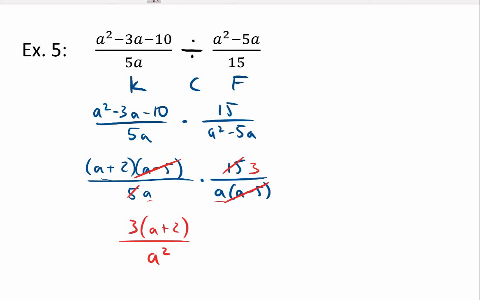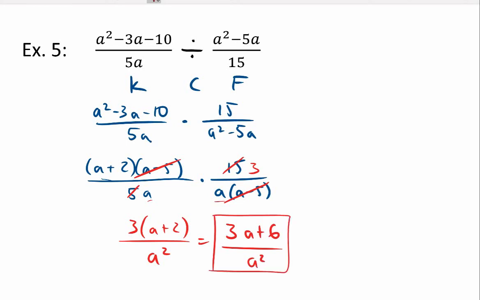Again, it's tempting to cancel some of these a's, but nothing cancels. This a is a term. It cannot cancel with the denominator at all. So there's our final expression. If you wanted to multiply the 3 through, you can call it 3a plus 6 over a squared. Either of these answers would receive full credit. One is not better than the other. So there we go. When we multiply, we factor and cancel and then multiply.